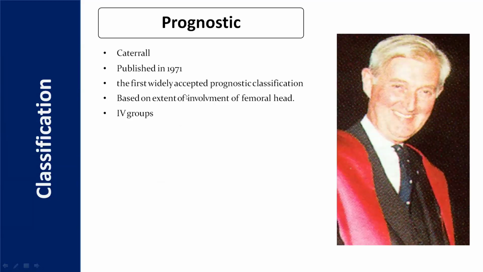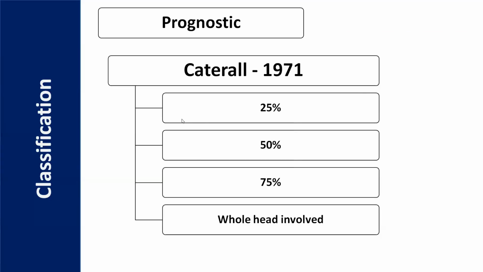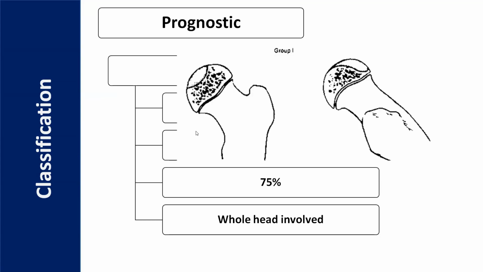There are also some prognostic classifications. Catterall published his in 1971. It was the first widely accepted prognostic classification. It was based on the extent of involvement of the femoral head. He divided them into 4 groups. The first group, he described by affection of 25% of the femoral head. The second stage was 50%. The third stage was 75%. And the fourth stage was the whole head involved.